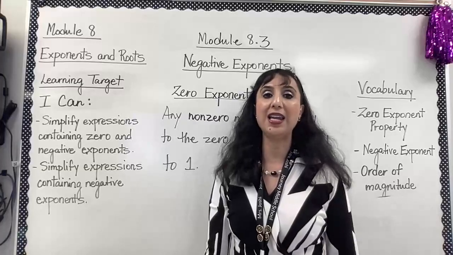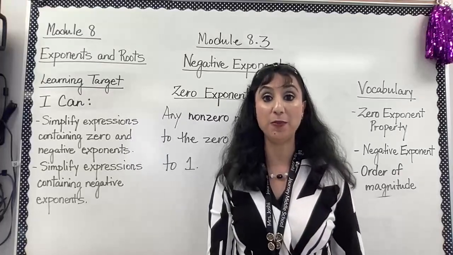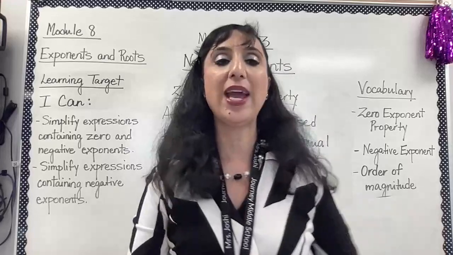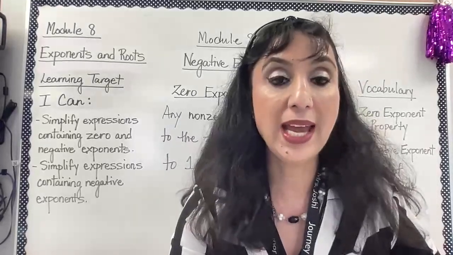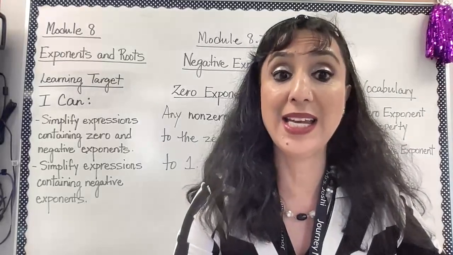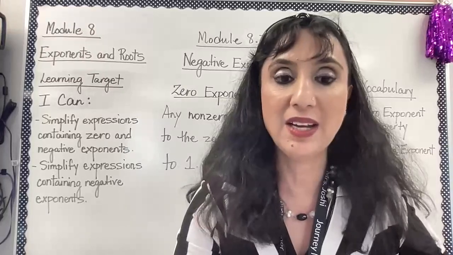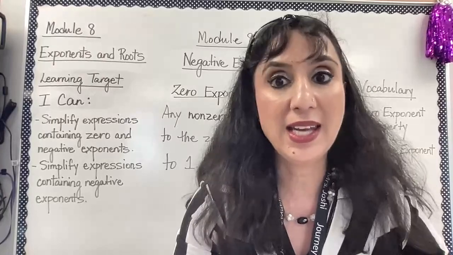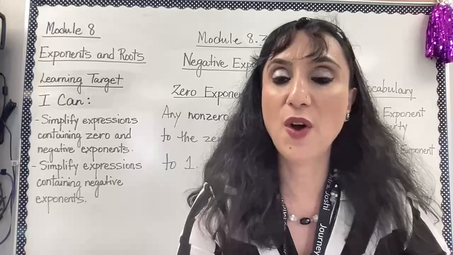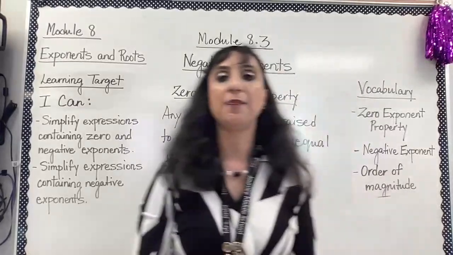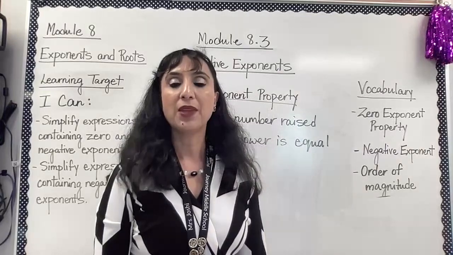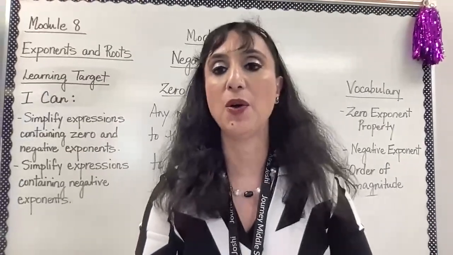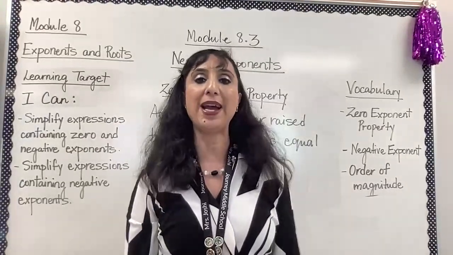So the next lesson in Module 8 is Module 8.3, and now we are getting into negative exponents. So let's look at our learning target. I can simplify expressions containing 0 and negative exponents. Our vocabulary for this is zero exponent property and negative exponent, and then of course we have order of magnitude.